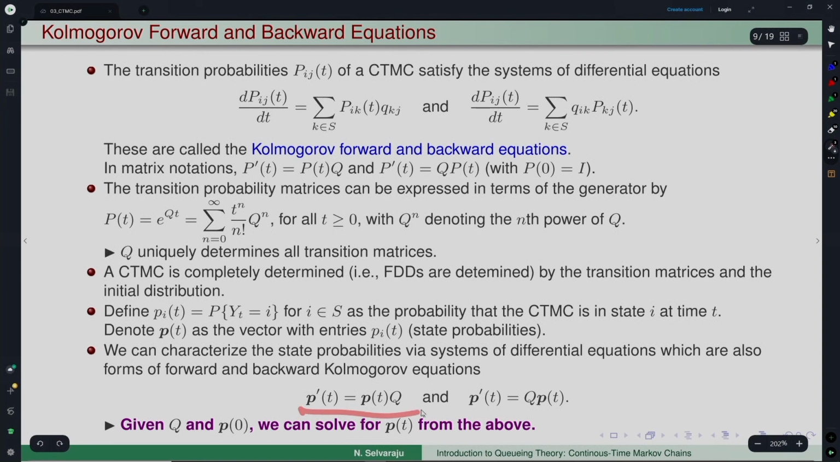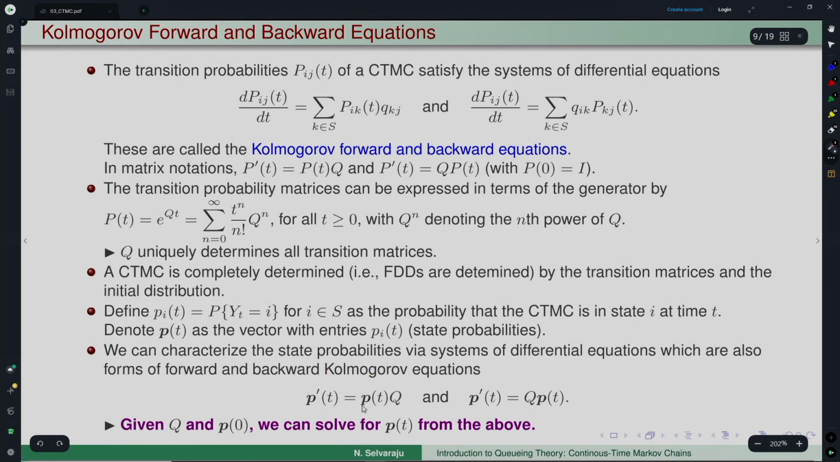So, this is the main system of equations which we need to solve in order to get the state probabilities, because that is what is of interest. Like in a Markov chain, at a particular time t, what is the probability that you find it in a particular state is what is of interest. So, we have to effectively solve this system.